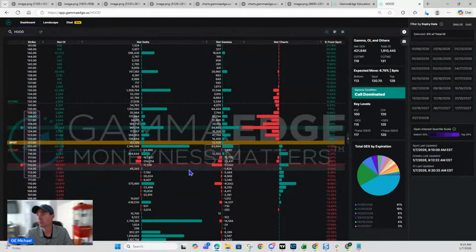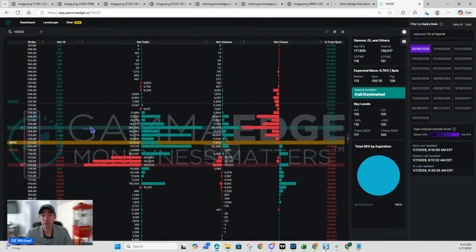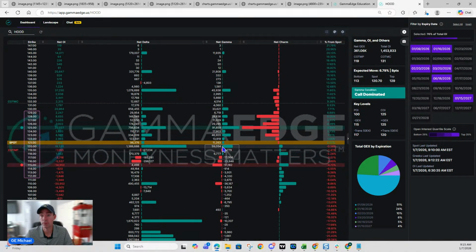HOOD. So 121 spot price. We're above transition. Nice supportive area at 120 on any pullback. 125 to the upside looks good. 125 there, supportive there. Let's look at the quartiles. Looks good. 125 looks good to the upside, and any pullback should be supportive. So I have no problem getting in HOOD.